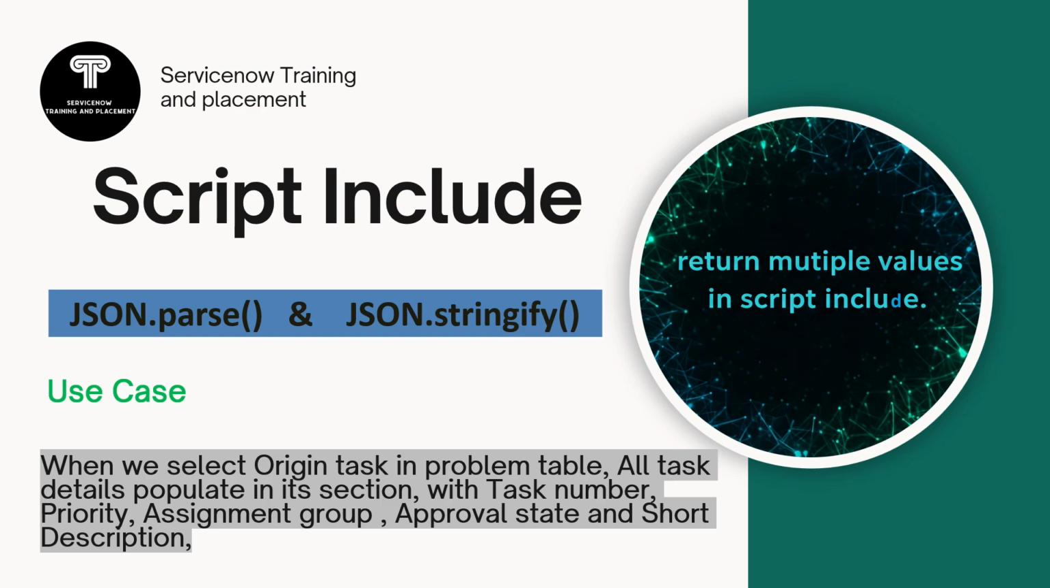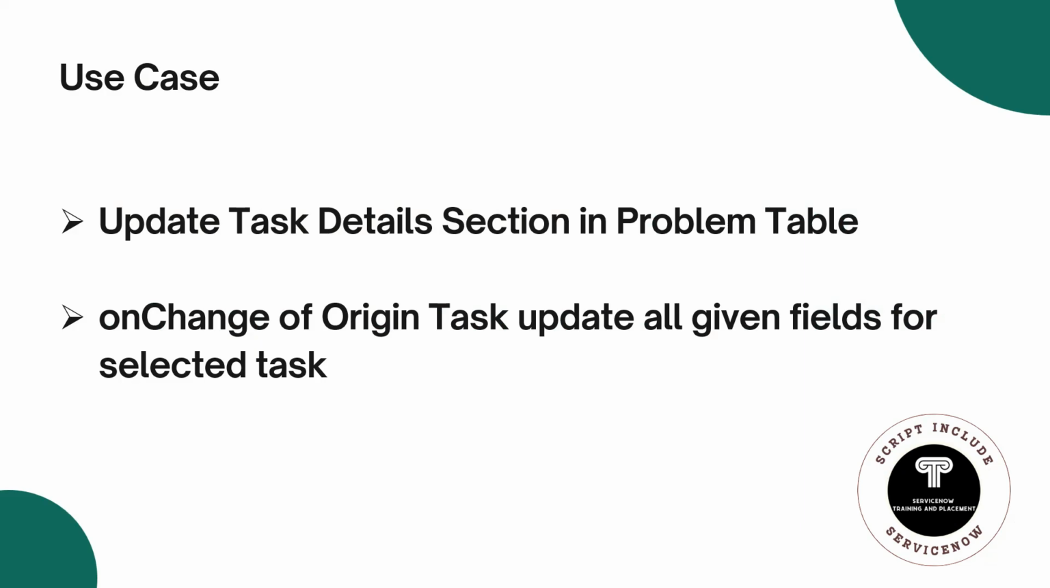For today's video, our use case is when we select origin task in problem table, all task details populate in its section with task number, priority, assignment group, approval state, and short description. So these are the multiple values which are required to pass from script include, and we will use it in client side of scripting. You can pause it here and read what this use case is.